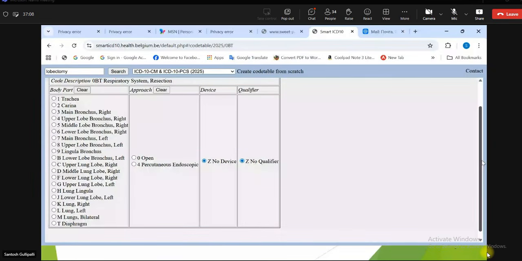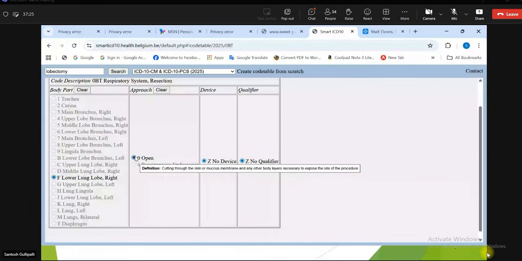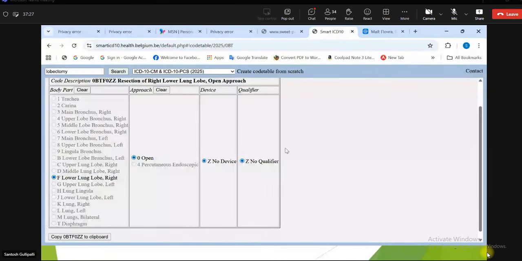F. So the character value for the lung is F. Next, approach: open approach, no device and no qualifier. So the overall code is 0BTF0ZZ. The complete code is 0BTF0ZZ.